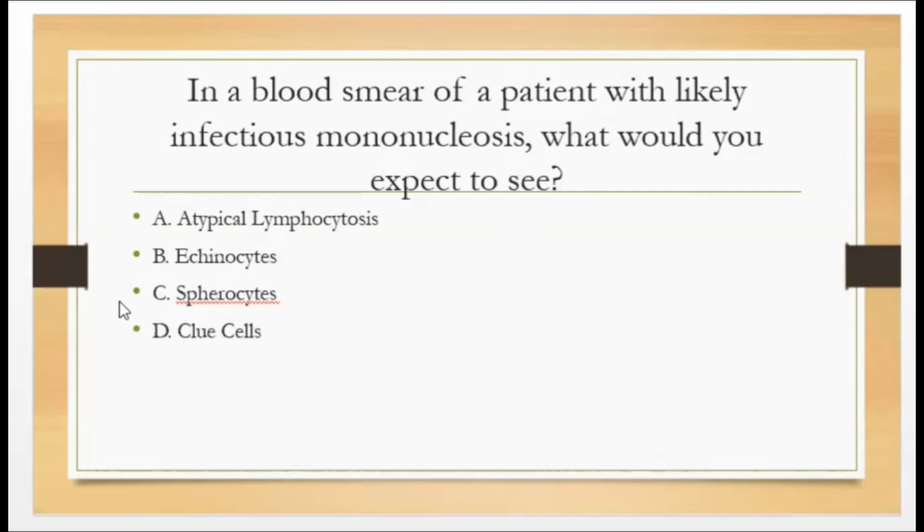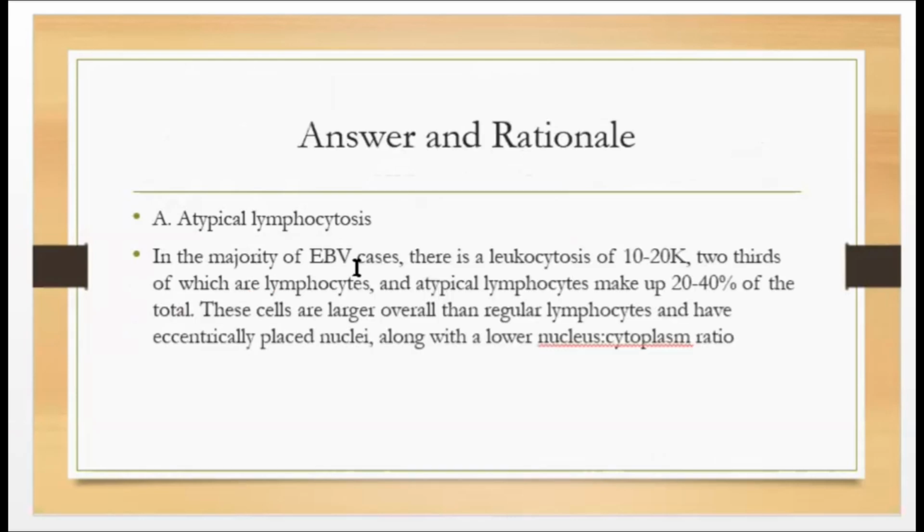So that is it. Atypical lymphocytes or lymphocytosis. In the majority of Epstein-Barr virus cases, there is a leukocytosis of 10 to 20,000. Okay, so this is common. That is very common.